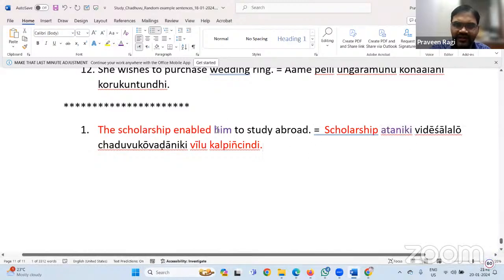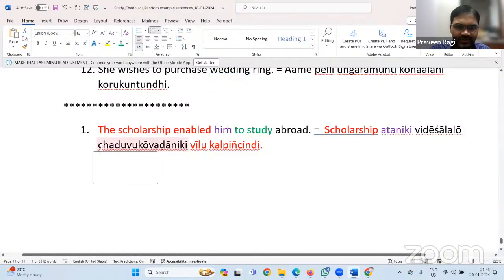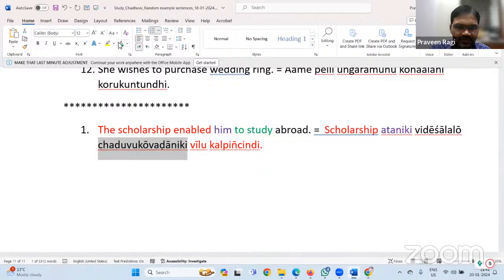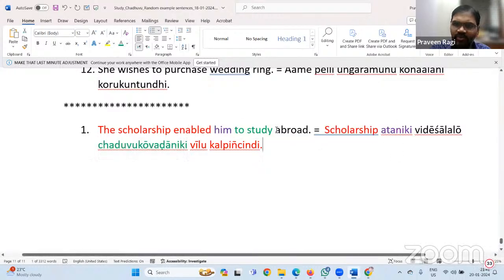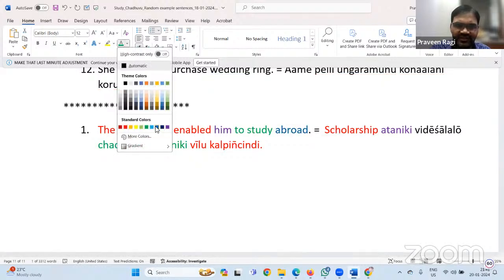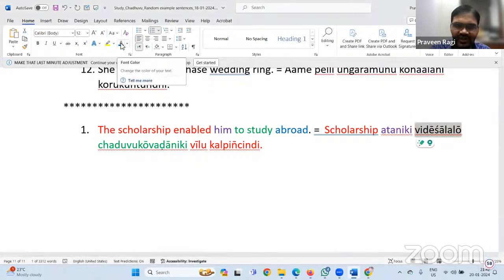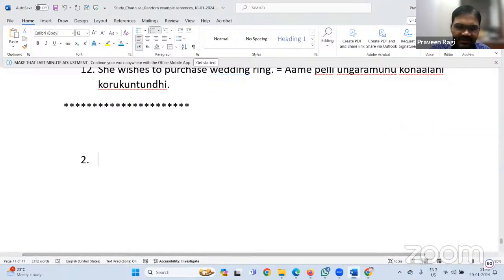Then to study. To study means చదవడానికి or చదువుకోవడానికి. Both are correct. But let me put this one in a color. Then we'll see. Okay. Then abroad. Abroad means Videshalalo. There is a little variation. I'll explain it later. Okay. Now we got the sentence meanings with individual words. Now let's discuss the meanings individually.